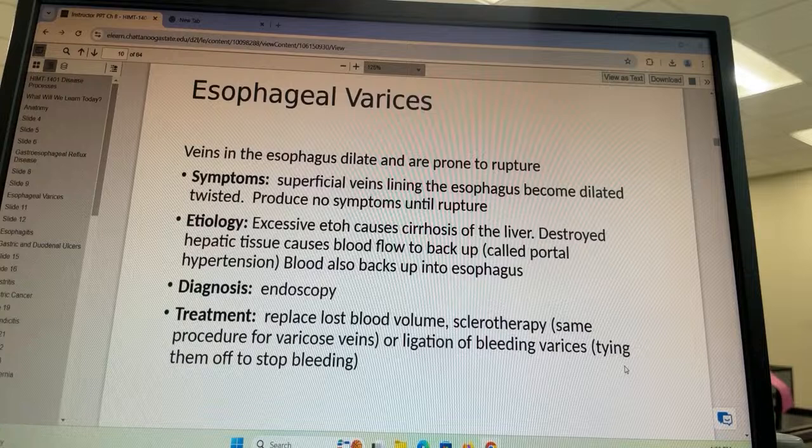The sclerotherapy is where they inject a medication that kind of stiffens and hardens those veins to keep them from rupturing, in a sense. And then ligation is where they tie them off to keep them from bleeding. So it kind of just kills the vein by putting a band around them, basically to kill them off so they don't rupture in the future.